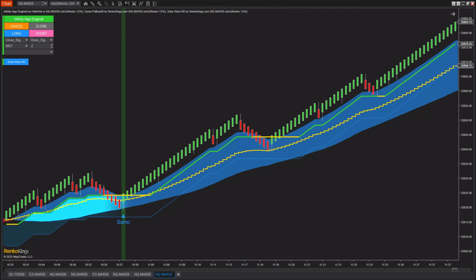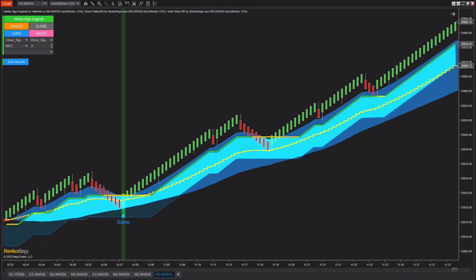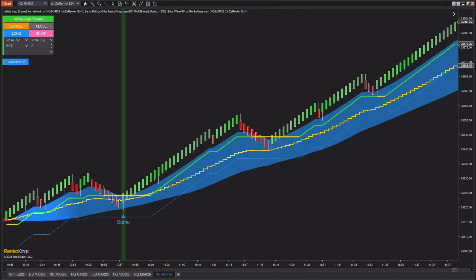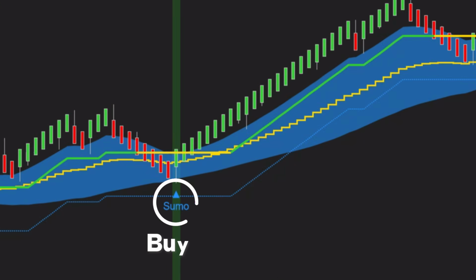First, to enter a buy trade, we need a key prerequisite. The trend from Solar Wave RK and Sumo pullback must overlap, meaning both indicators agree on a bullish direction. As you can see on the chart, both Solar Wave RK and Sumo pullback are currently showing a bullish state. Once this trend alignment is confirmed, we have two possible buy entry scenarios.